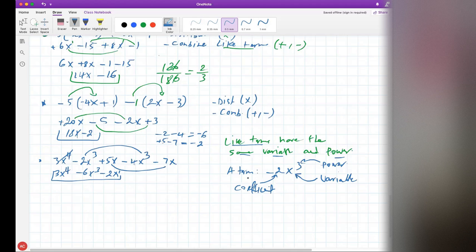Each term is made of a coefficient. It just means this number here in the front of it, the variable and the power itself. So that's basically how you combine.